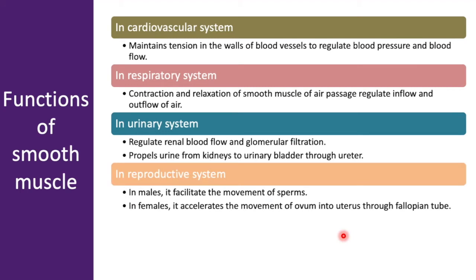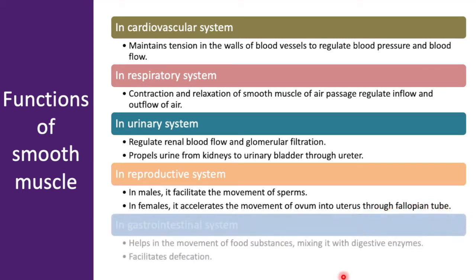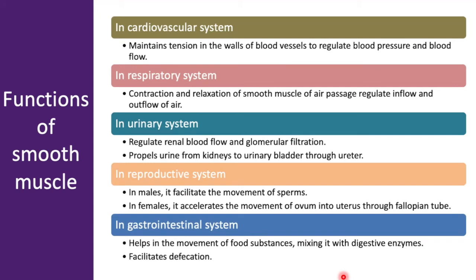In the reproductive system, it facilitates the movement of sperm and accelerates the movement of the ovum into the uterus through the fallopian tube. In the GI system, smooth muscle, such as in the intestinal wall, helps in the movement of food substances and mixing with digestive enzymes. In the large intestine, it functions to facilitate defecation.